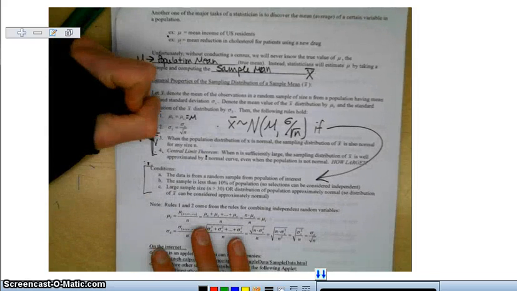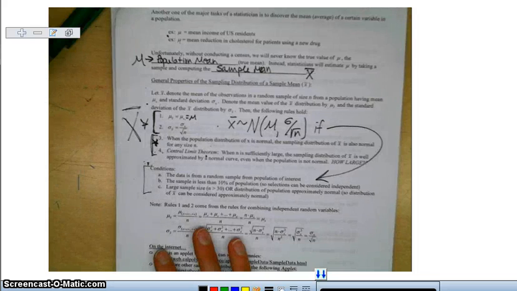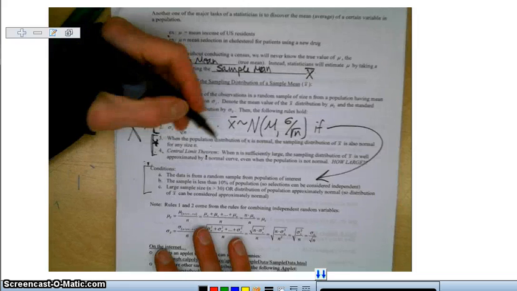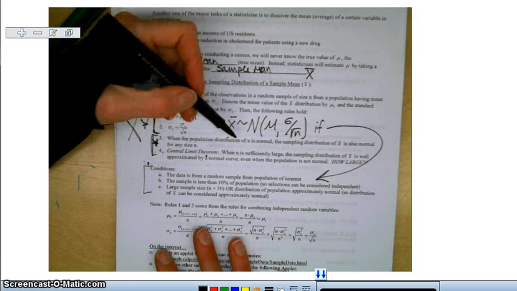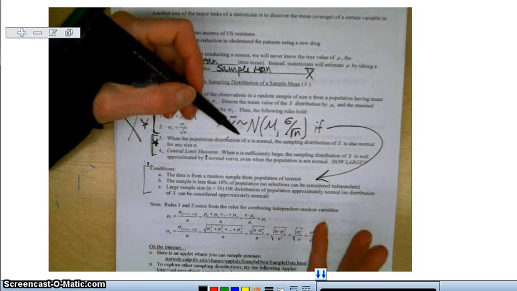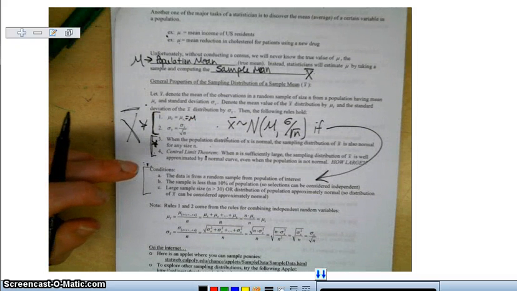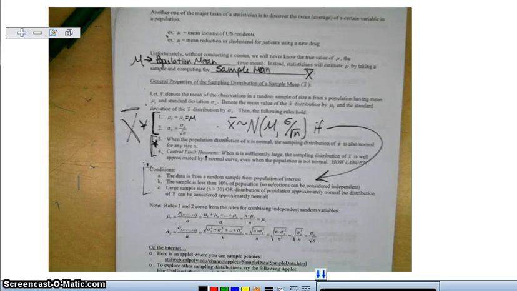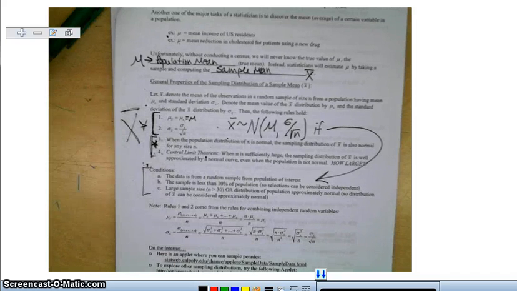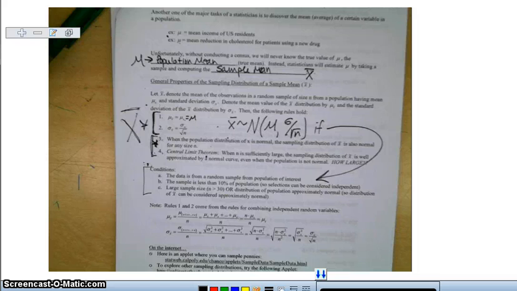So what does number 3 mean? Number 3 means that if the mean income of all U.S. residents is normal, then any sample I take of U.S. residents and find their mean income is also normal. If the whole population is normal, any sample I take from it is also normal. Does that make sense? That's what number 3 is saying.